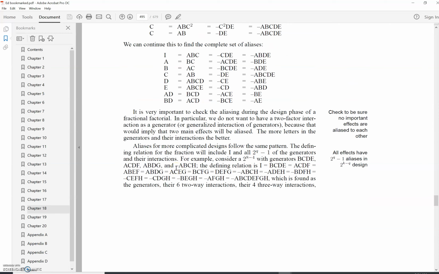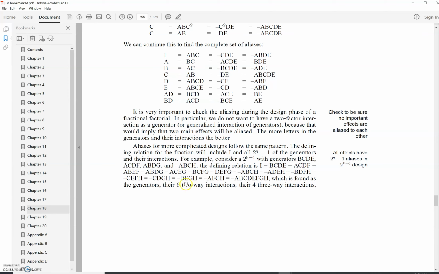Okay, so here's what I wanted to get to. For more complicated designs, you just follow the same pattern. It's just a lot more work. And the defining relation for your fraction will include I, but all of the other generators and their interactions. So if you have a 2 to the 8 minus 4, so this is a huge design, and your set of generators is given here. I'm not going to read through all those. Then the defining relations are going to be all the following. So this is all of our generalized interactions that result from those generators, those defining contrasts, okay?